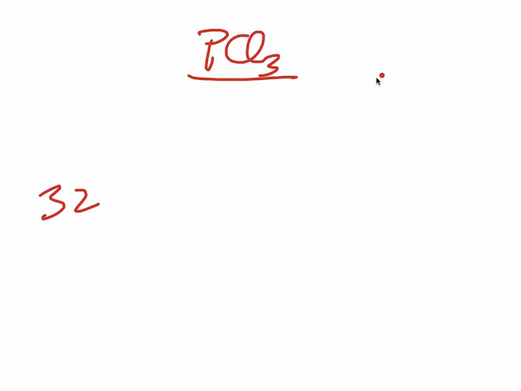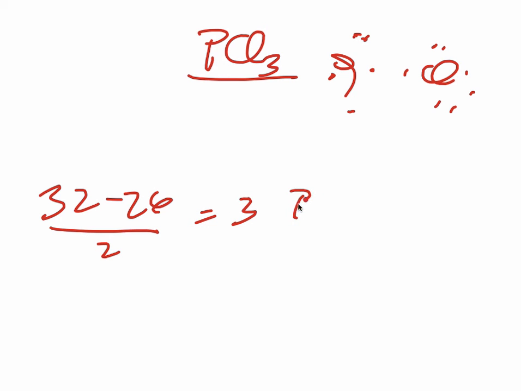Let's do one more and we'll be done. How about PCl3? Octet electrons: we have 4 atoms times 8, 32. Valence electrons: P has 5 valence, and chlorine has 7, 2 in the S and 5 in the P. With phosphorus, 2 are in the S and 3 are in the P. This 7 is times 3, that's 21, plus 5, that's 26. 32 minus 26 is 6, divided by 2, 3 bonds.